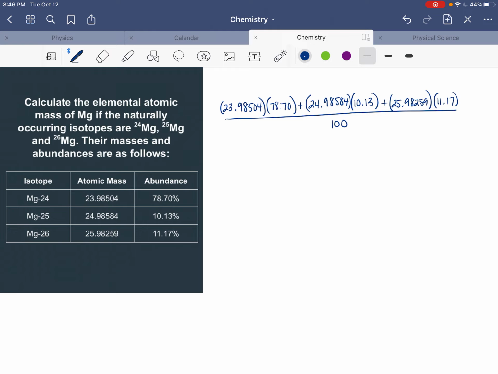So when I go through and put this all through the calculator, I should get that the average atomic mass is 24.31 atomic mass units, AMU.